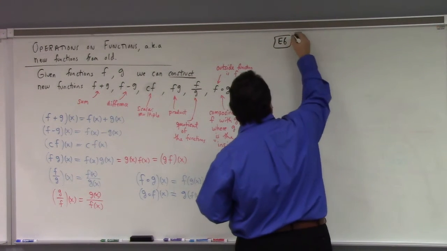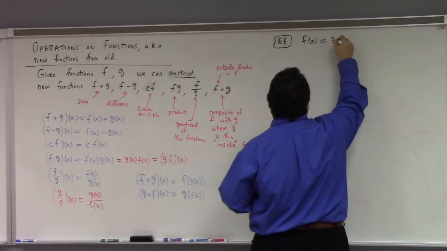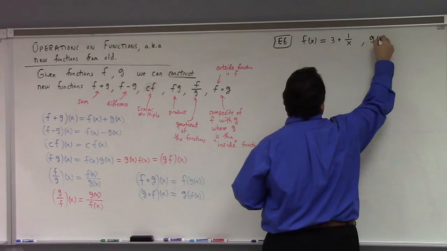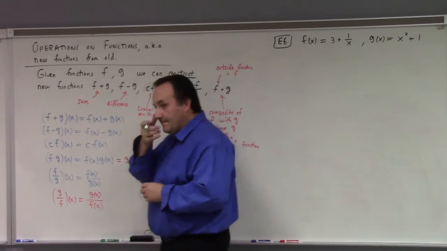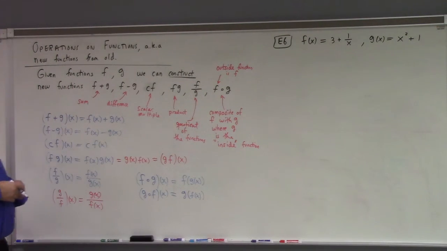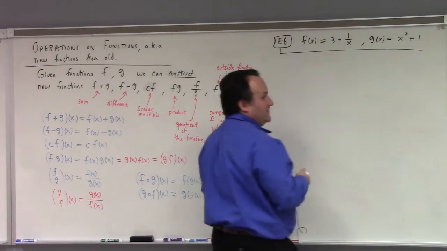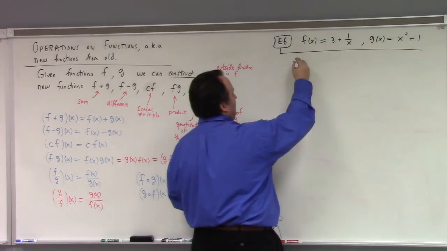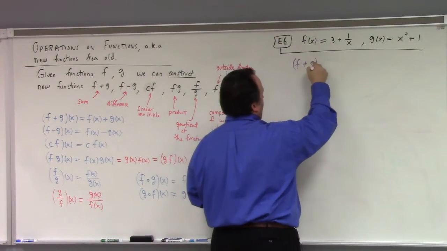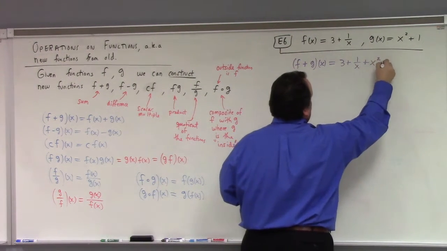All right. Let's look at f of x equal to, oh, I don't know, 3 plus 1 over x, and g of x equals x squared plus 1. Let's calculate all of these things for these two functions. Let's find the formula for the new functions, all right? So let's do it. F plus g of x, what is it equal to? 3 plus 1 over x plus x squared plus 1.